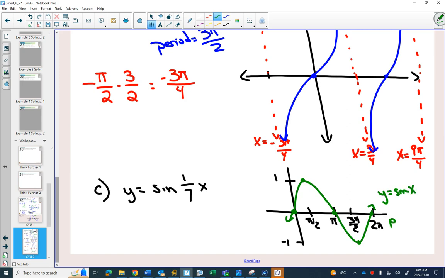And of course, our sine graph has a period, just like our cosine graph, of 2 pi. It takes a full circle to repeat itself. And here, we have a horizontal stretch. X's are liars. We multiply by the reciprocal. So we would multiply our x values by 7.